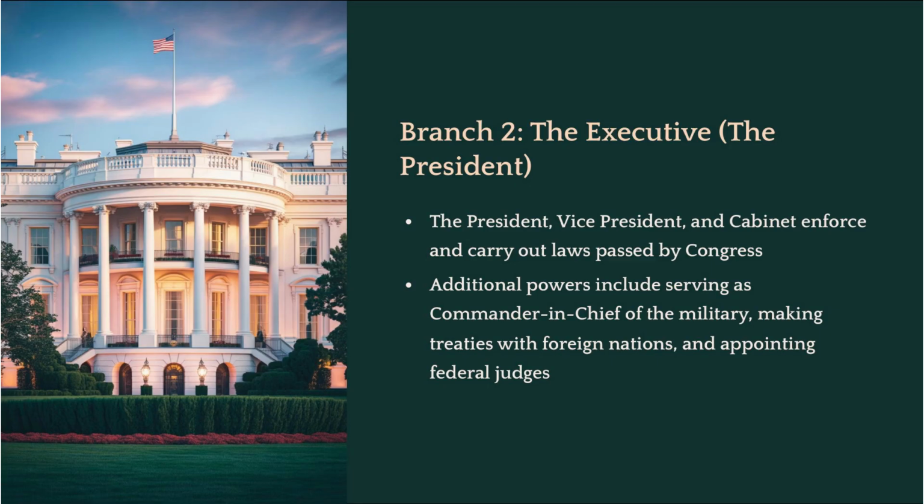But they don't work alone. They have the vice president and a group of advisors called the cabinet, the heads of big departments like the Department of Education or the Department of Defense, who all help carry out the laws that Congress passes.